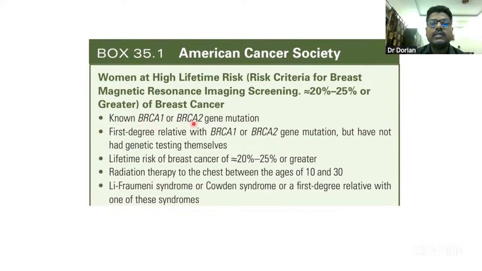The patient has a known BRCA1 or 2 mutation, or he or she is a relative of BRCA1 or 2 mutation patients. The lifetime risk of breast cancer is 20 to 25% or more. And if the patient has received radiation therapy to the chest between the ages of 10 to 30, or is a known case of Li-Fraumeni syndrome or Cowden syndrome, or is a first degree relative of any person with these syndromes. In all these conditions, you have to use MRI for screening rather than screening mammogram. So the screening mammogram is over.